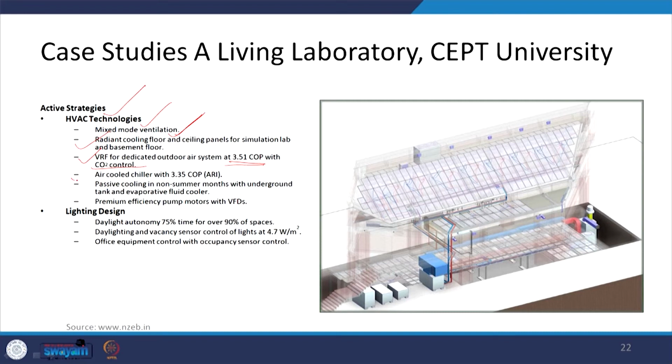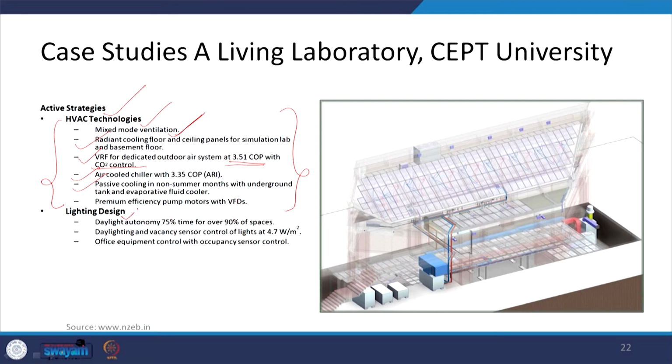High efficiency air cooled chillers were used, and passive cooling in non-summer months with an underground tank and evaporative fluid cooler were used. All of these together reduced the amount of energy which was required to create indoor environmental comfort, thermal comfort, and the energy requirement for the HVAC was substantially reduced.